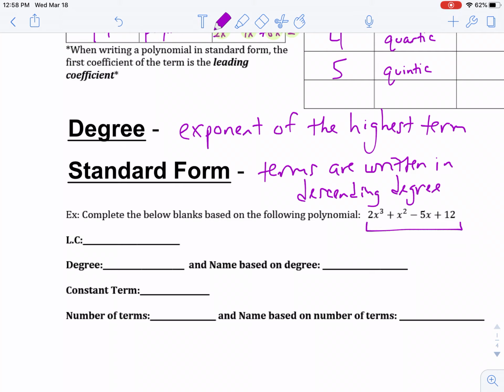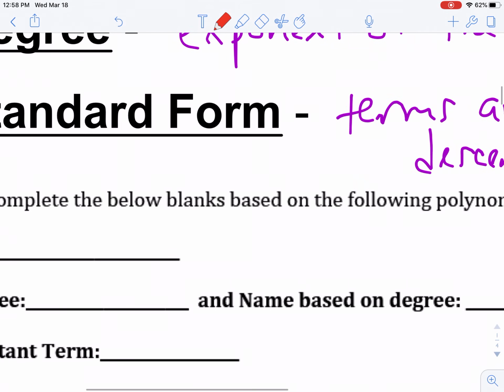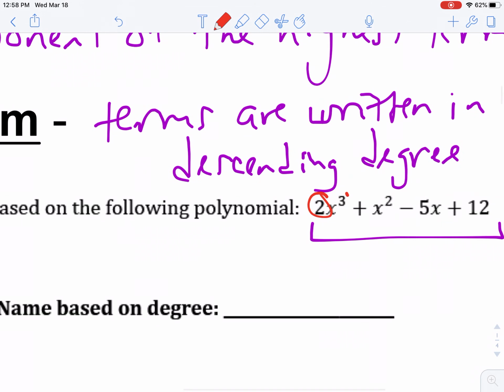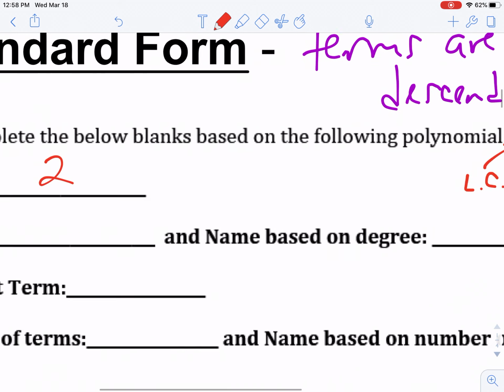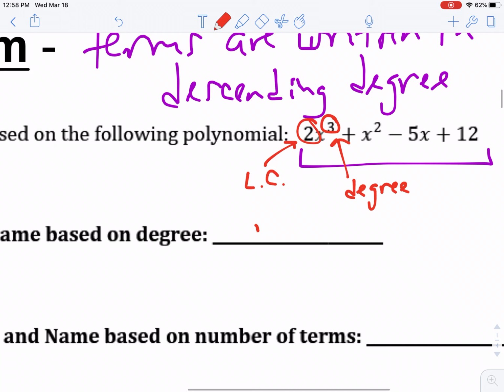Notice that the exponents go down by 1 each time. The LC is the leading coefficient, aka the very first number that you see. The very first number in front of the first term is 2. That's the LC, the leading coefficient. The degree is the highest exponent you see. That is 3. So the 2 is the LC, the 3 is the degree. If it's a third degree, then its name is a cubic.